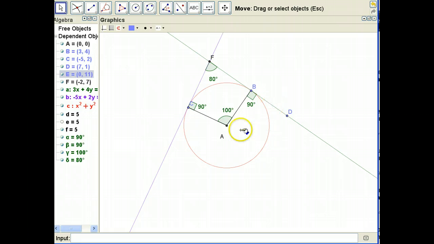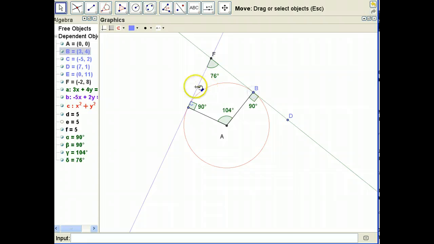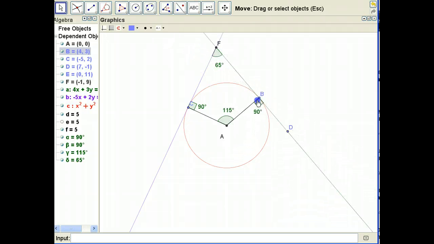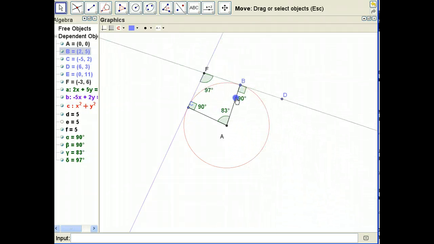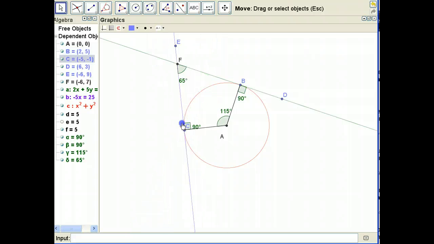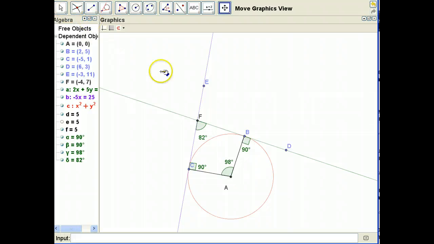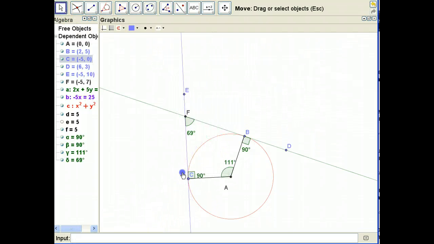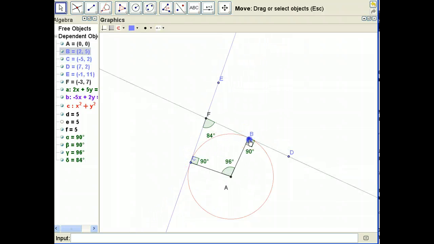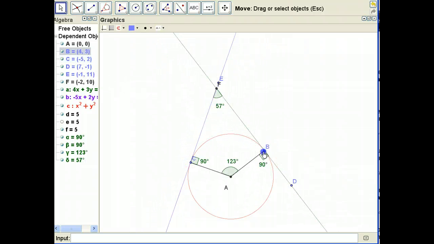Alright, so now we're going to see if there's a relationship between the two outside line segments right here. They look awfully congruent, don't they? No matter what I do with the tangents, if I drag the tangents back and forth, let me just move that circle a little lower, it looks like those lines stay congruent. So let's find out for sure.